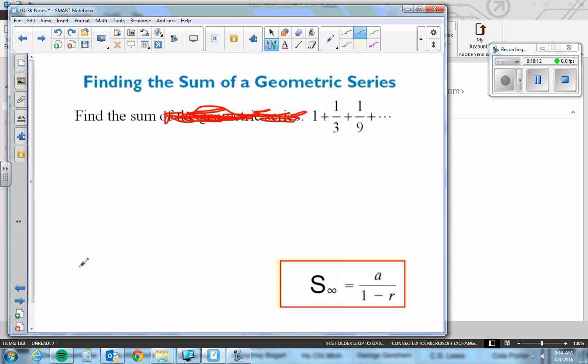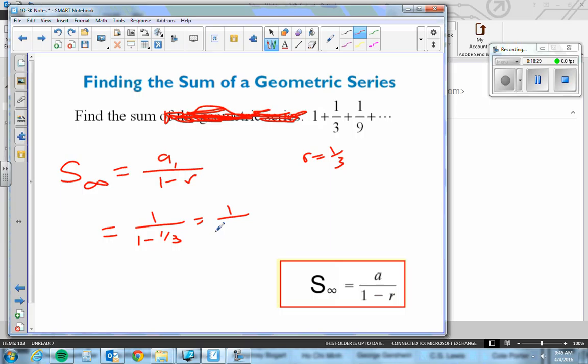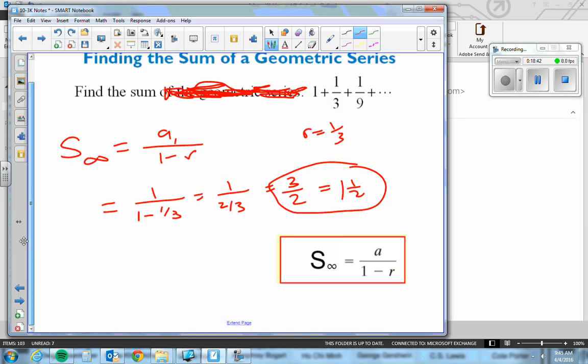And so our formula that I showed you does apply because, once again, it's geometric and r is less than 1. So let's figure it out. The first term over 1 minus r, so that's 1 over 1 minus a third, which is 1 over 2/3, which is 3 halves, or 1 1/2. We're done. Much easier.